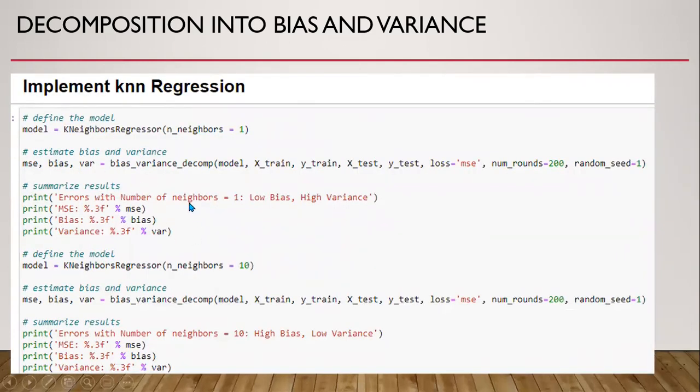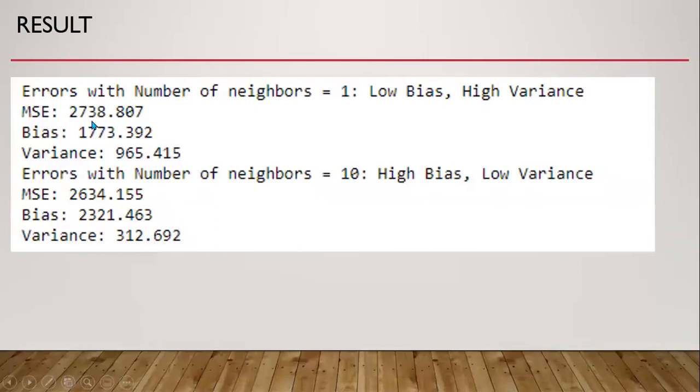The first part of the code is KNeighborsRegressor using number of neighbors equal to 1. The second part is KNeighborsRegressor with number of neighbors 10. So we will see what effect on error there is when the number of neighbors is changed. So this is the result.